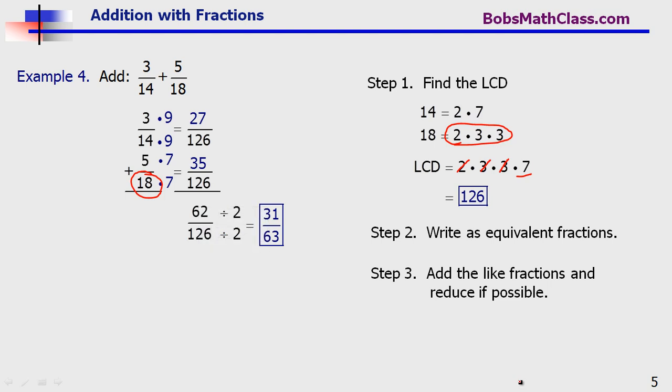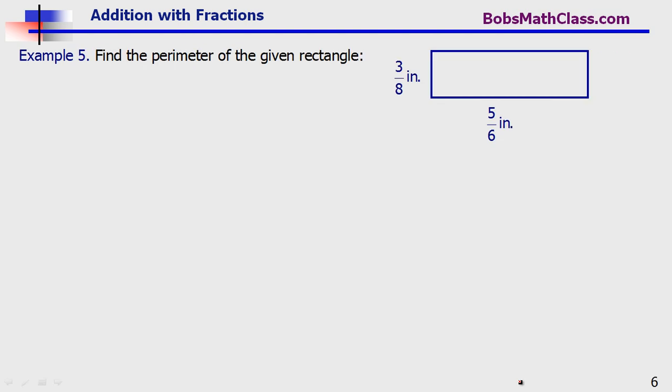Let's go to the next slide. Last problem. Find the perimeter of the given rectangle. Rectangle this time. Last time was a triangle, this time rectangle. So if we have a rectangle, we have to add up all the sides.